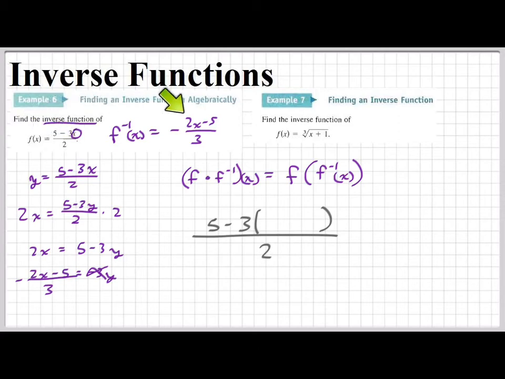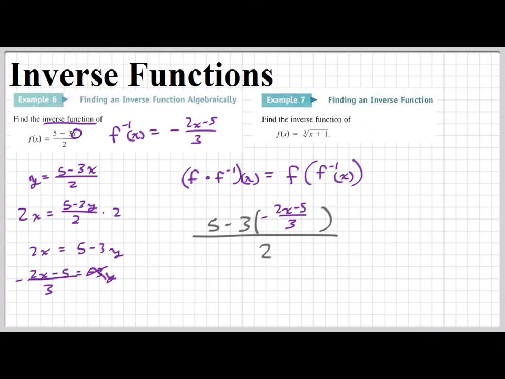And now I'm going to plug in f inverse. If I plug in f inverse, it looks like this. Let's do a different color. Let's do purple. (2x minus 5) divided by negative 3. You guys see what I'm doing? I'm plugging a function inside of a function. This is neat because if they're actually inverses, everything's going to cancel out except for the x.